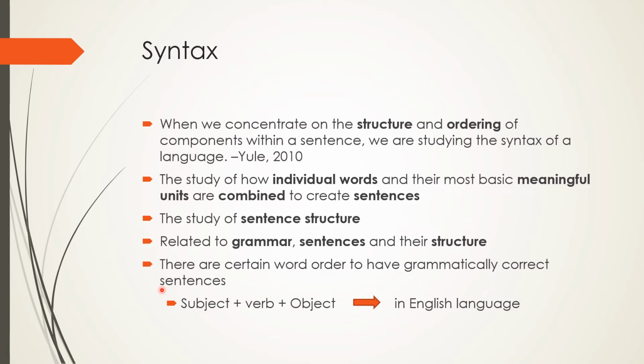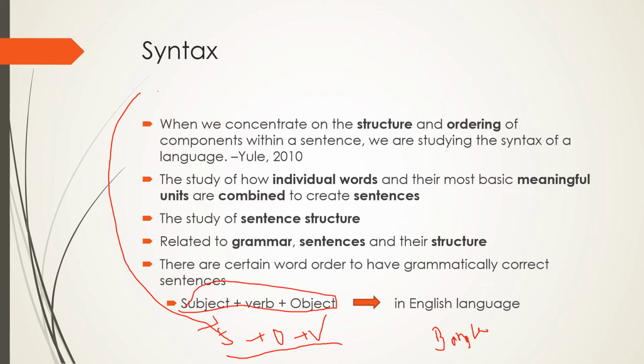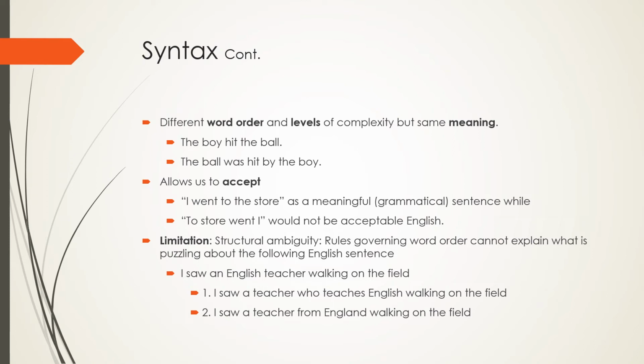Of course there is a certain word order to have grammatically correct sentences, though this word order can vary according to different languages. For example, in the English language, we have subject plus verb plus object. But in the Bangla language, we would not have this kind of structure. We would have subject plus object plus verb. So this would be the structure in Bangla, but still it is a structure. Under syntax, in English we have these structures, and in Bangla we have these structures. Different order and levels of complexity, but the same meaning.